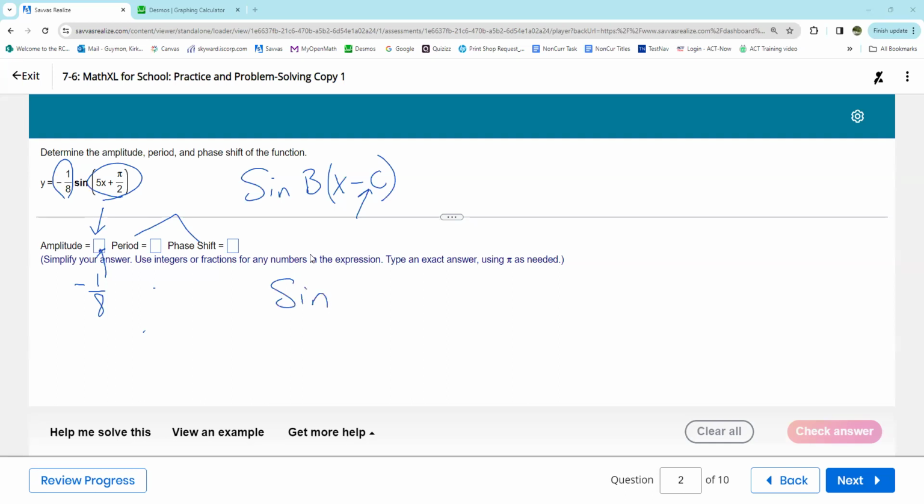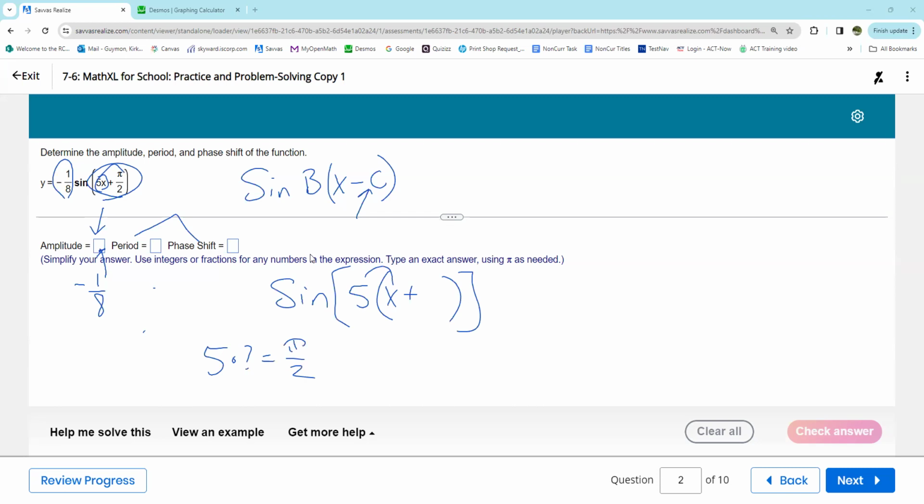I'm going to take that 5, put it out in front of here. This whole thing was all inside the sine. And 5 times this x, if we distribute, would be that. The plus sign's right here. And then 5 times what gives you pi over 2? 5 times what equals pi over 2?